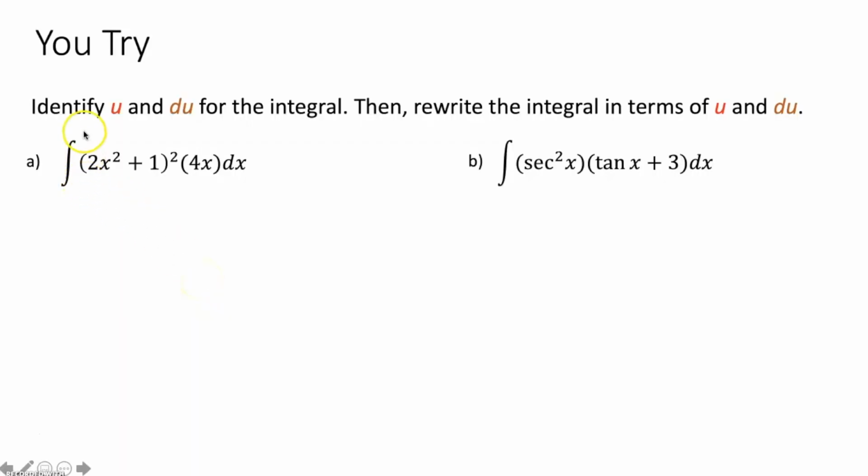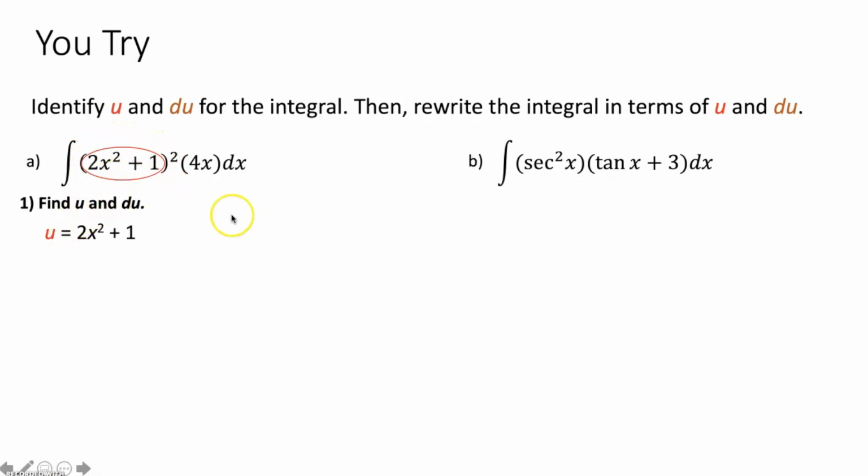Okay, doing the same thing here. So first, we want to identify u and du for the integral, and we're going to let u equal our innermost function. Oh, well, there's two different x's here. There's two separate functions. So what do? Well, when that happens, what you want to do is set u equal to one of the functions that you know when you take the derivative of that function, your du dx then will equal your other function. So in this case, I'm going to set u equal to 2x squared plus 1.